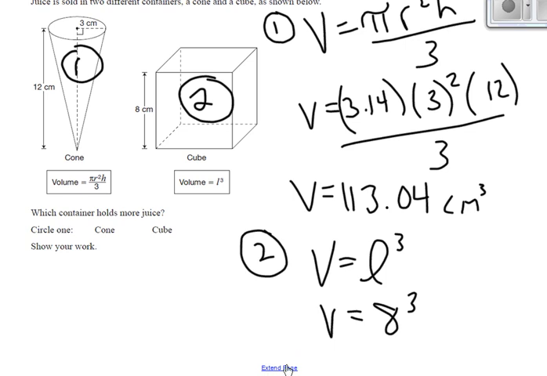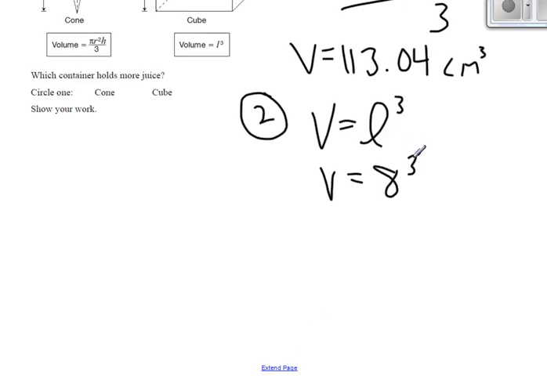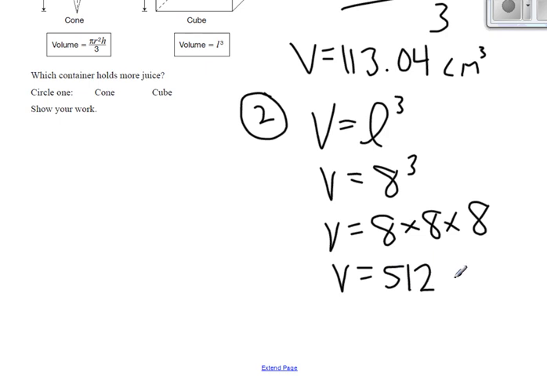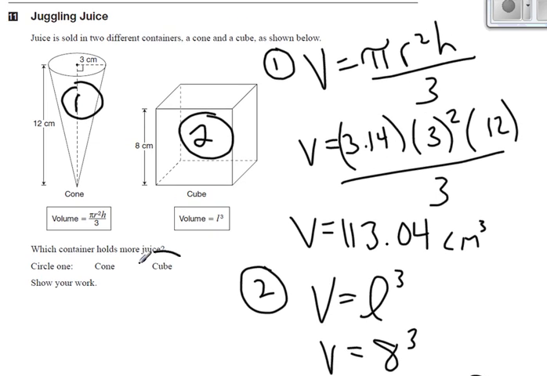Now, some of you have buttons on your calculator that will do this. Some of you don't. But everyone knows that that means 8 times 8 times 8, right? 8 cubed means 8 times 8 times 8. Again, length times width times height. So in my calculator, I get 512 centimeters cubed. So which one's bigger? Obviously, the cube is.